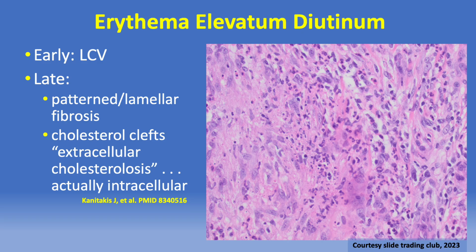Erythema elevatum diutinum, EED, is the other unique or special form of chronic cutaneous LCV. In the early stages, it shows the conventional features, and in the late stage, even more so than for granuloma faciale, EED is characterized by a prominent patterned lamellar fibrosis in concert with residual changes of LCV. Another unique feature of EED is the presence of cholesterol clefts occasionally, such that the old historical name for this entity was extracellular cholesterolosis, although subsequent studies have shown that the cholesterol clefts are actually intracellular.